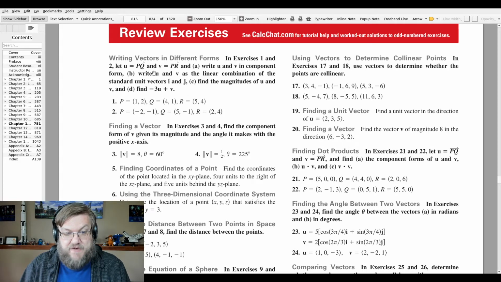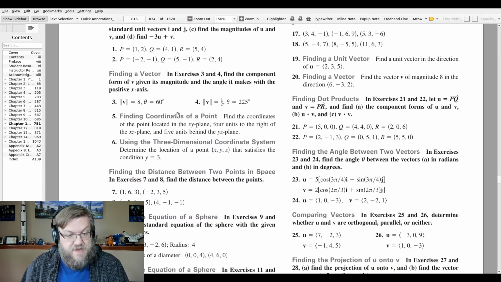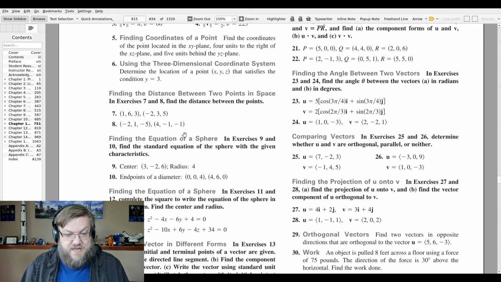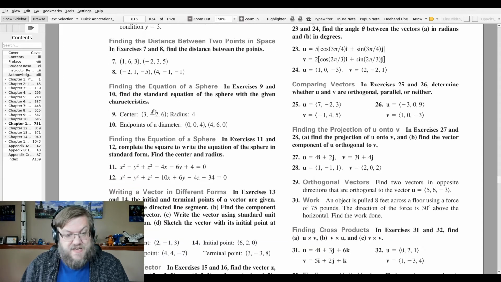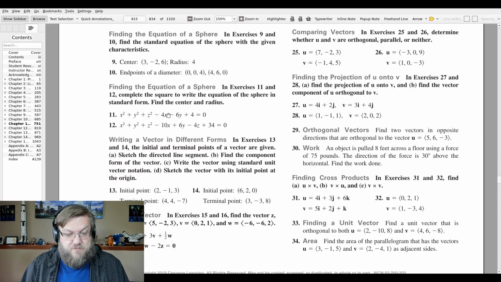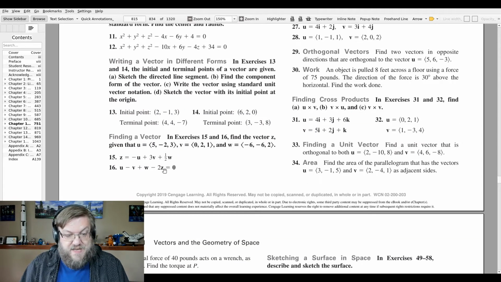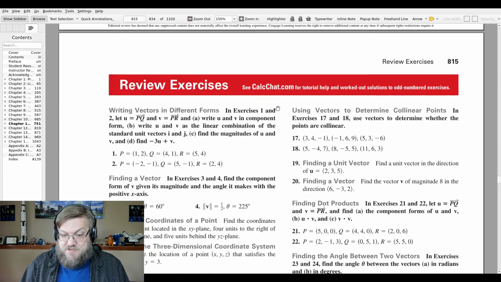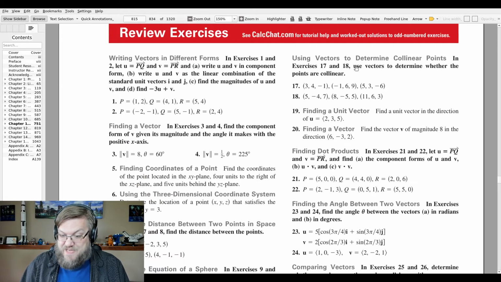Like being able to write vectors in different forms. We did problems like that. So maybe look at that, right? Finding a vector. We did something like that. Find the distance between 2 points. And so you can go through here and say, yep, we did a problem like that. We did a problem like that. And you'll want to maybe practice here. It's all sort of condensed, right? And even in order of the chapter. So I highly recommend studying in that way.